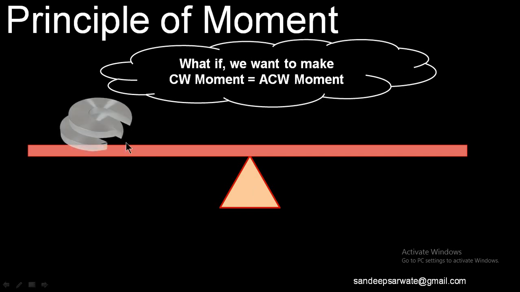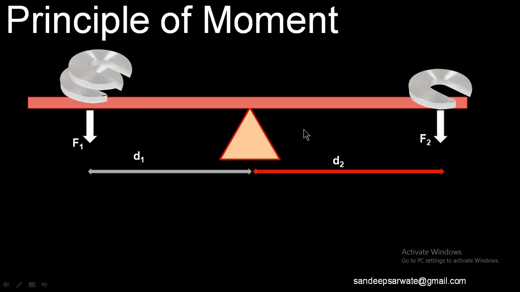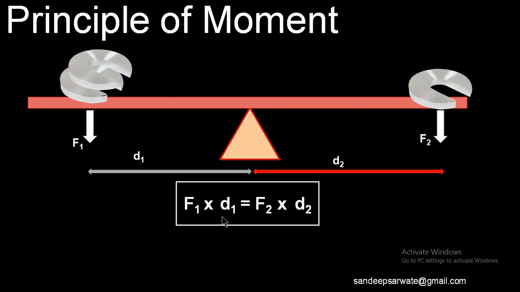For that, suppose I put this force here on the left hand side and this force here on the right hand side. The value of this force is F1, at a distance D1 from this fulcrum, and the value of this force is F2, which is at a distance D2 from the fulcrum. Then in order to have the clockwise moment equal to the anti-clockwise moment, the condition is that the moment produced by both the forces should be equal in magnitude. That is, the moment produced by this force, F1 into D1, should be equal to the moment produced by this force, that is F2 into D2.